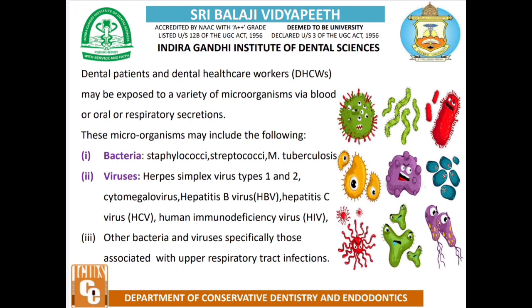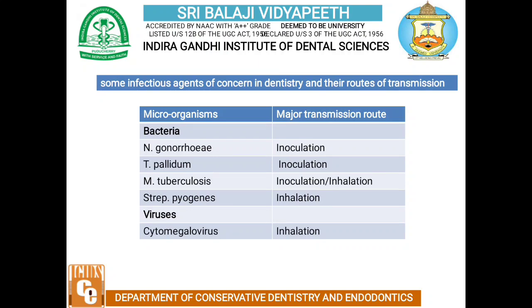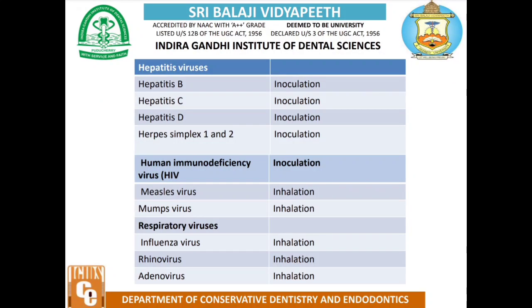oral or respiratory secretions. These microorganisms may include bacteria like Staphylococcus, Streptococci, Mycobacterium tuberculosis, and viruses like herpes simplex virus type 1 and 2, cytomegalovirus, HBV known as hepatitis B virus, and HCV and HIV. Also some other bacteria and viruses associated with upper respiratory tract infection. These are the tabulation of some infectious agents and their major routes of transmission.